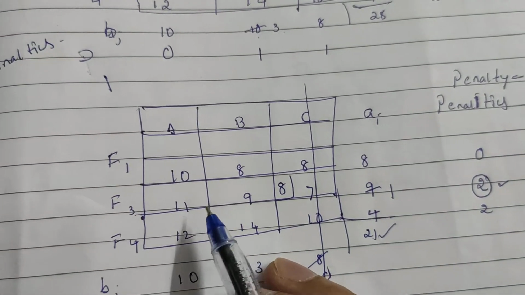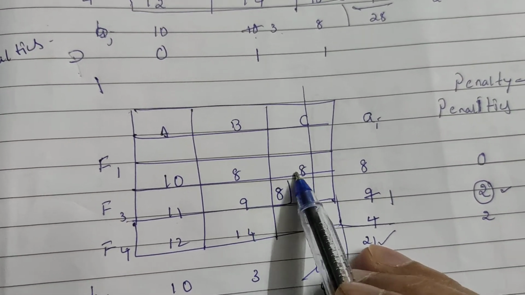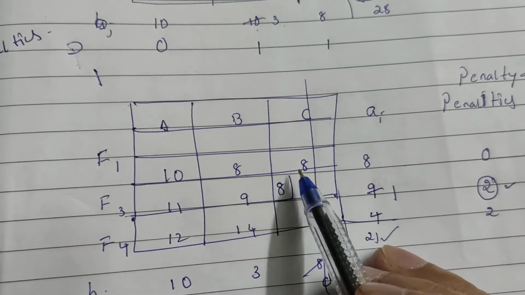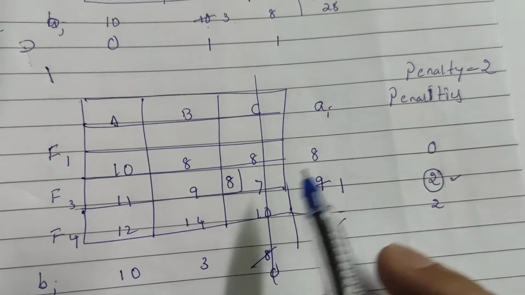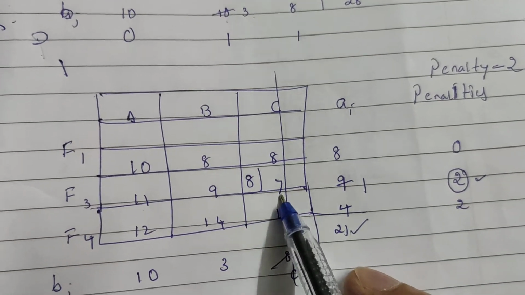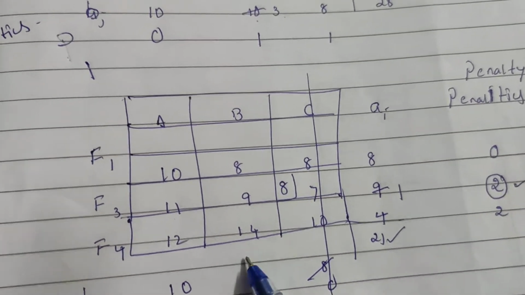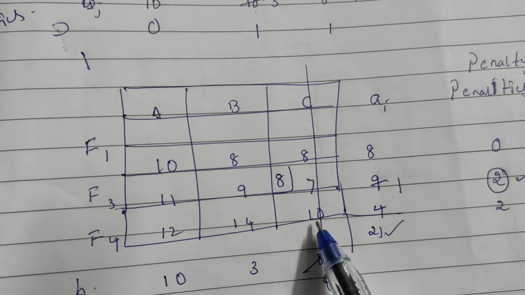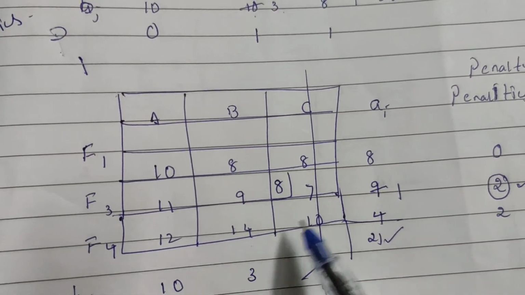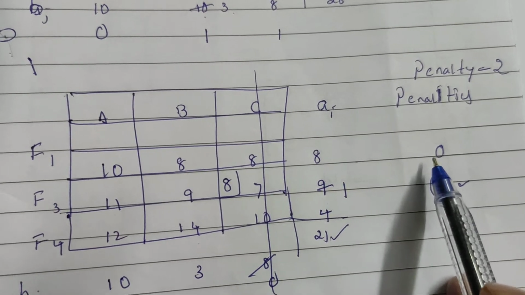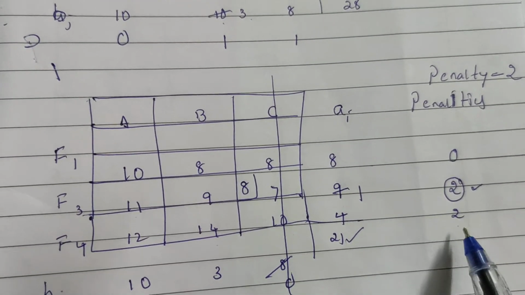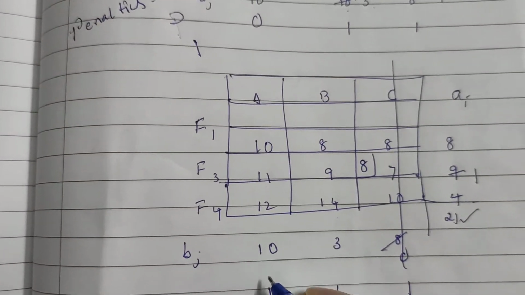Check the penalties of this one. 8 minus 8. So the first minimum is 8, the second minimum is also 8, so 8 minus 8 is equal to 0. Second row, 9, 7, the 2 here, 10, 12. 12 minus 10 is equal to 2. So the row-wise penalties are 0, 2 and 2. Same as for the column-wise.